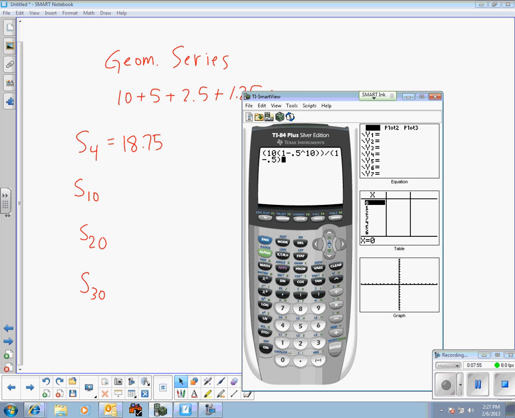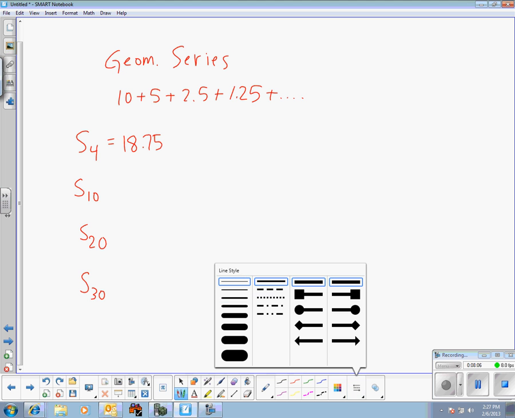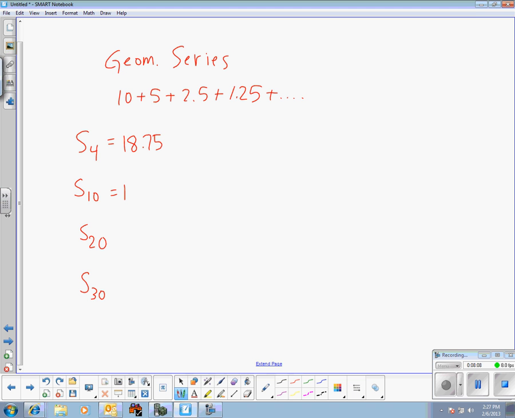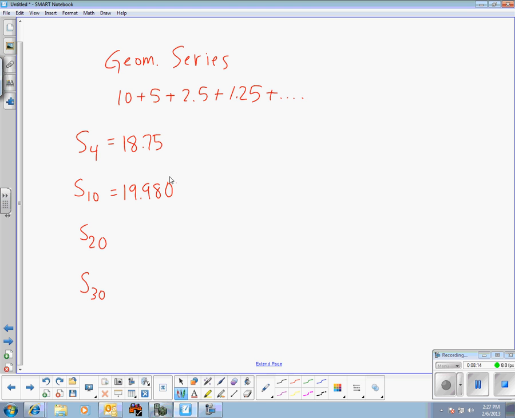So back to this question. What if I were to add up the first 10 terms of this series? I would get 19.980. I'm going to write them all out. 46875. You'll see why I'm writing them out in just a minute.